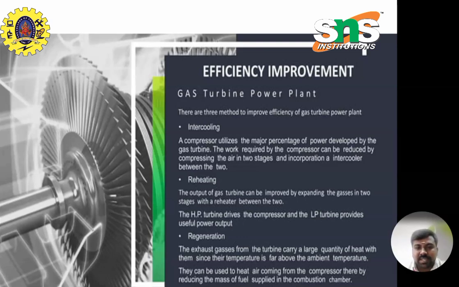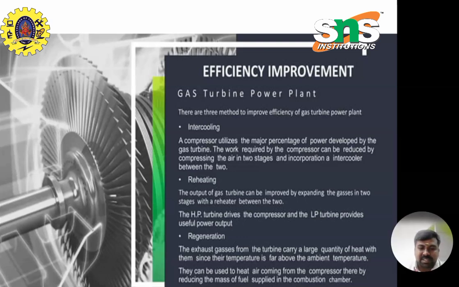Intercooling method. The compressor utilizes a major percentage of the power developed by the gas turbine. The work required by the compressor can be reduced by compressing the air in two stages and incorporating an intercooler between the two. The second method is reheating. The output of a gas turbine can be improved by expanding the gases in two stages with a reheater between the two. The high pressure turbine drives the compressor and the low pressure turbine provides the useful power output. This is the main important method for improving the efficiency of gas turbine power plants.